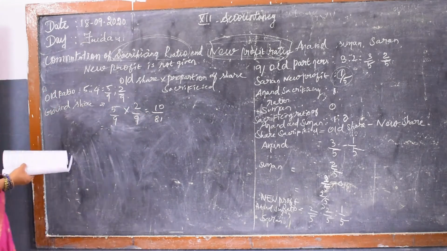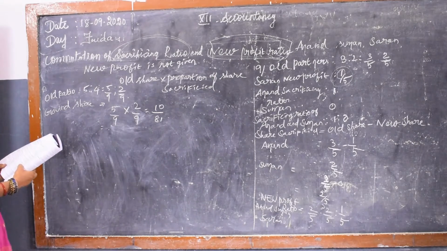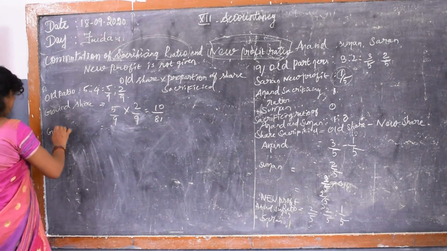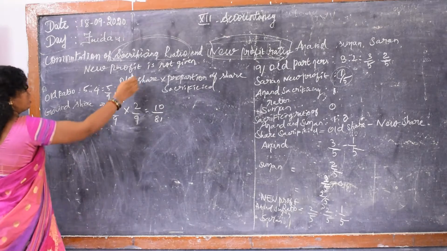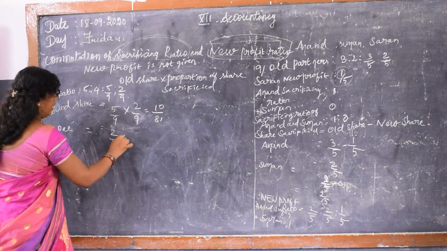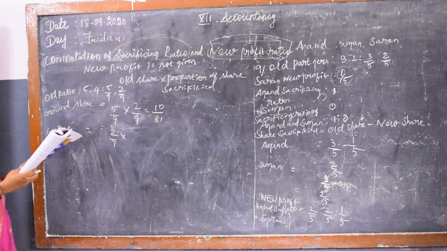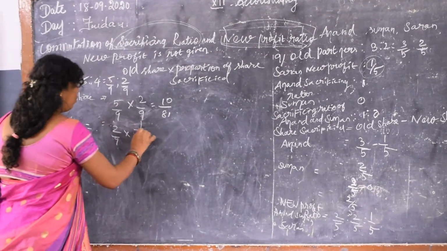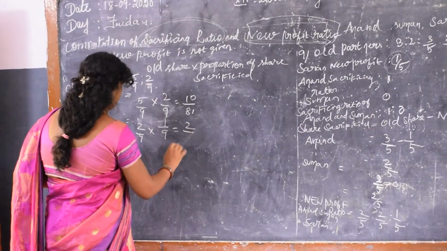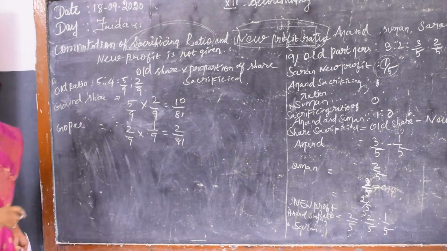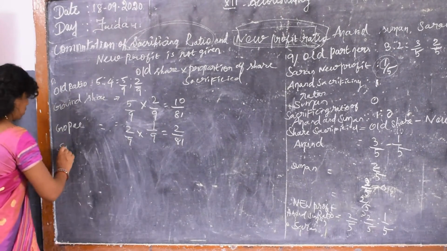So like this we move on to the next partner. Who is the next partner? Gopal. For Gopal also, old share is 4/9. What is the proportion of the share sacrificed by Gopal? Gopal is surrendering 1/9. So multiply, we will get 4/81. Now we got the sacrificing ratios.